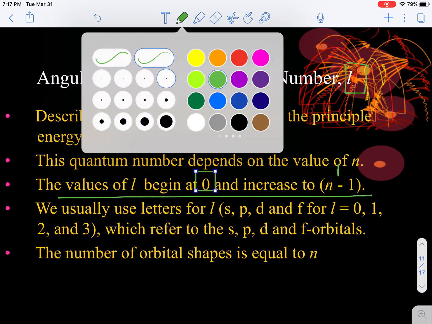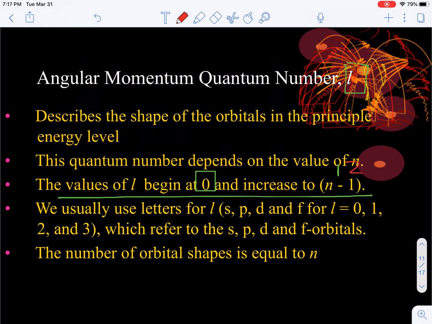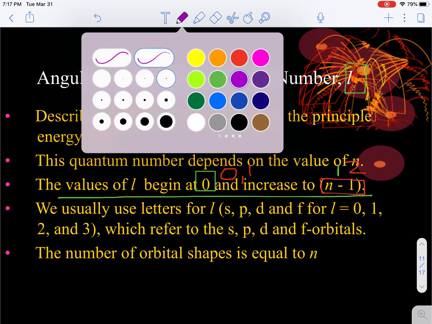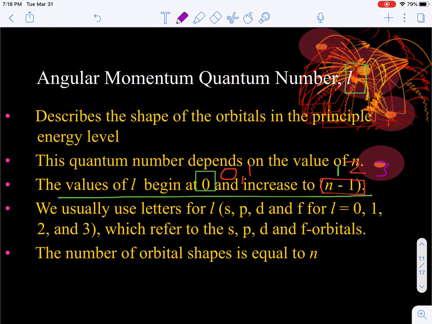If your n is 2, you have two values of l. You have 0, because we always begin at 0, and we go all the way to n minus 1. 2 minus 1 is 1, so you have 0 and 1, and so forth. If we go to 3, you have 0, you have 1, you have 2. So it always goes up to one number less than the value of n.